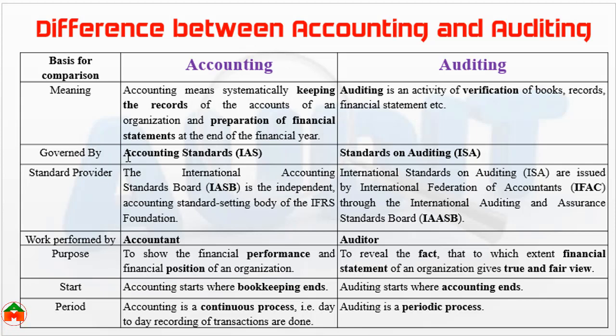If we consider the difference on the basis of principles, accounting is governed by the accounting standards, which are known as international accounting standards. On the other hand, auditing is governed by the standards on auditing, known as international standards on auditing. Accounting standards are provided by the International Accounting Standards Board. This board provides the International Financial Reporting Standards, which are known as IFRS.